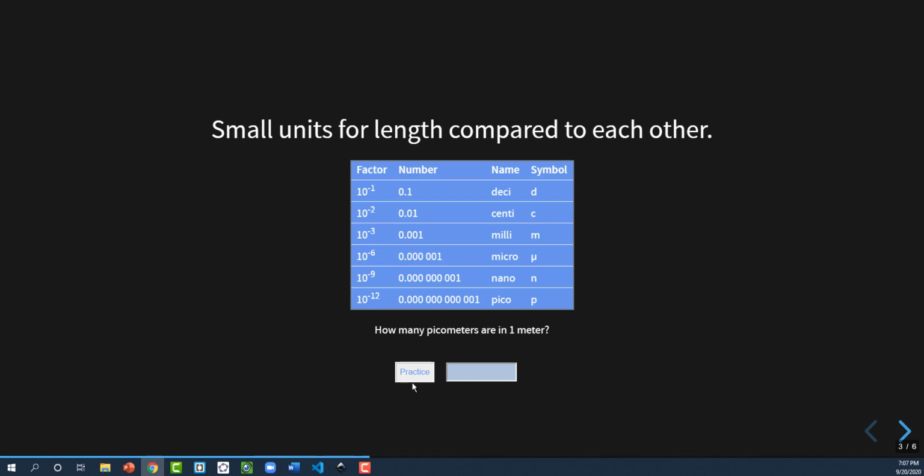Let's try another one. How many picometers in a meter? Well, that's like the base unit type we had before. We know how to do that. 12 below the base, so that's 1e12. That one's straightforward. Let's get one where they have 2. Yeah, this one is better.